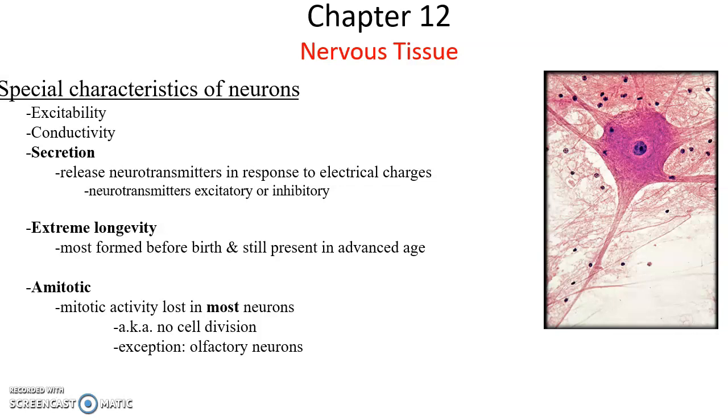Neurons exist for a very long time. Many of them, most of them, are formed before we are born and are still present when we become elderly.